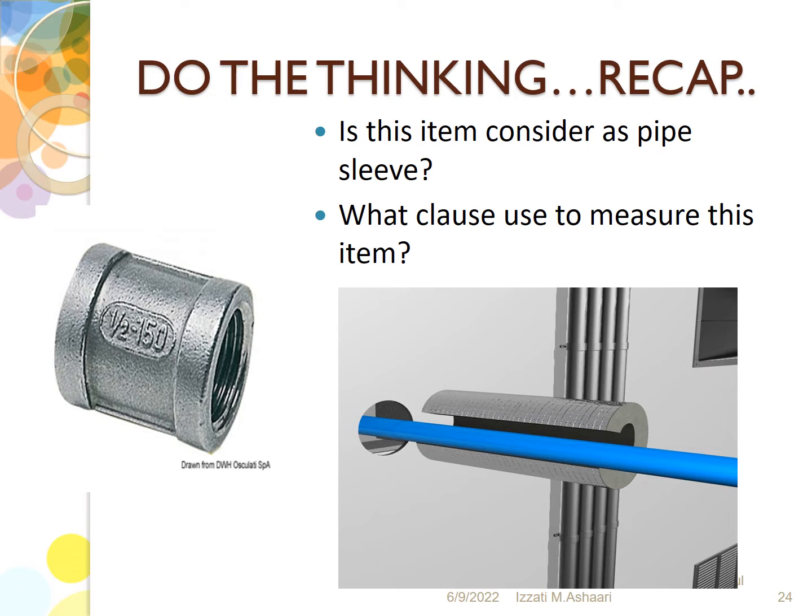Now, do the thinking. This is an example of a pipe sleeve where some people may not think that this is a pipe sleeve. It can be the same material as the pipe itself, and it can also be in another form. Maybe plastic covered with high density polyethylene pipe, or maybe you can see this one is rubbery type. So this is actually an example of the pipe sleeve. If we ask you whether this item is considered a pipe sleeve, the answer is yes. You can refer to Q.11.6.